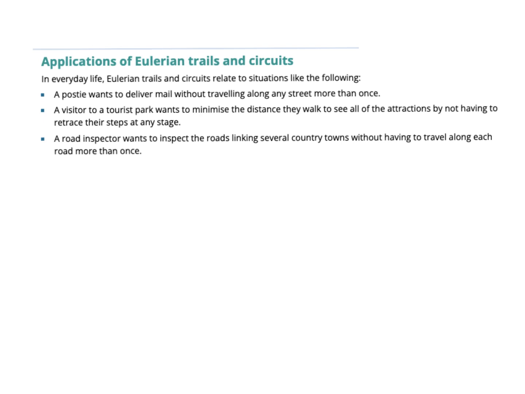They'll give you practical questions and then they might say, what type of situation is this? What's the mathematical name for this? And you'll say it's a Eulerian trail or whatever. So another example could be a visitor to a tourist park wants to minimise the distance they walk to see all the attractions by not having to retrace their steps at any stage. So they don't want to double over an edge. So really that's a Eulerian trail or a circuit where they want to see every path, but they don't want to repeat it. Okay, or a road inspector, there you go, wants to inspect roads.